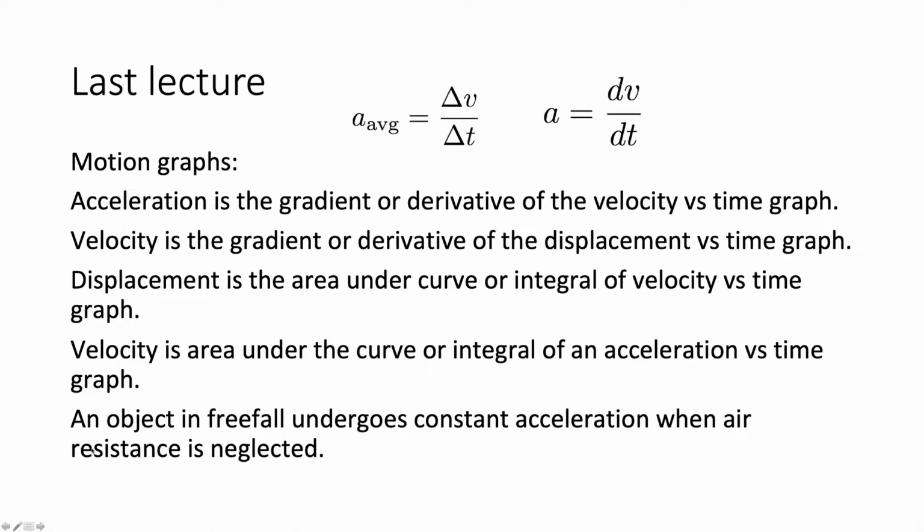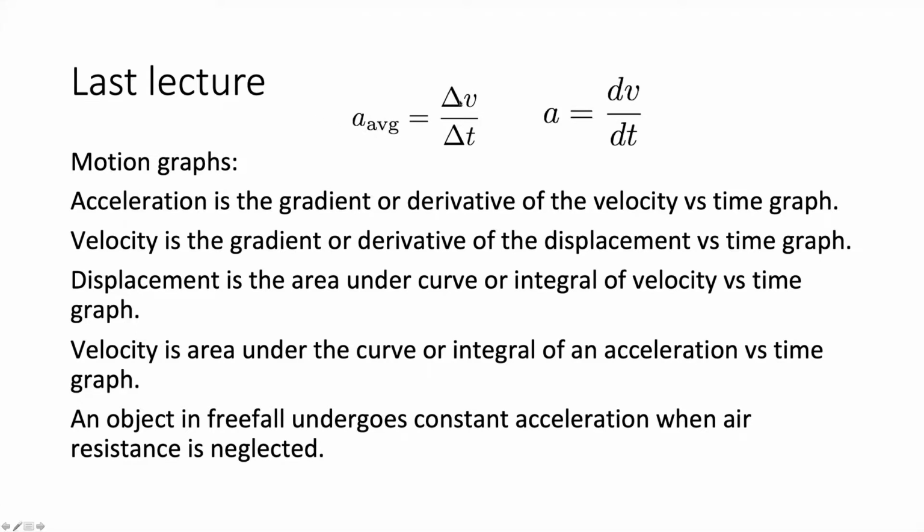So first of all, a quick recap of the most important things that we saw last lecture. In the last lecture we were looking at motion graphs. We saw that acceleration is the gradient or derivative of the velocity versus time graph, that velocity is the gradient or derivative of the displacement versus time graph, that displacement is the area under the curve or the integral of a velocity versus time graph, and that velocity is the area under the curve or integral of an acceleration versus time graph.